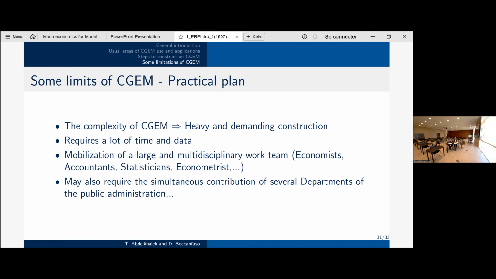You have to understand exactly what a SAM is, a sum, how to construct a sum. We have to be statisticians in many situations when we have to use data from surveys. We have to be econometricians to understand, at least in part, the difference between parameters, variables, exogenous variables, endogenous variables, free parameters, calibrated parameters. We have to understand that to construct a model. It may require a simultaneous contribution of several departments, as I told you before.